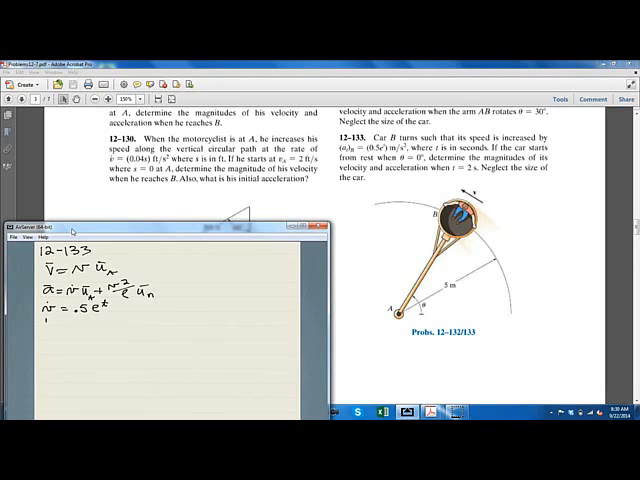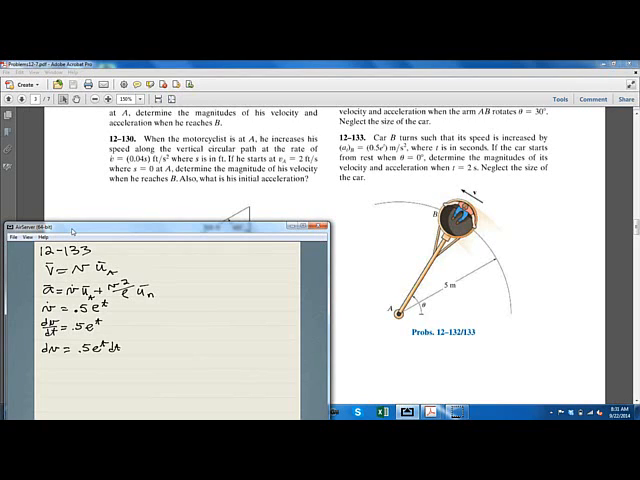So this is dv/dt equals 0.5 e to the t, right? So I'm going to multiply through by the dt. I'm going to have dv equals 0.5 e to the t dt. Can you integrate that? Yes.